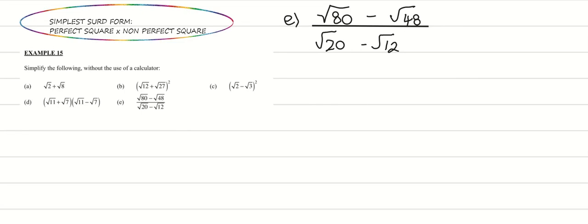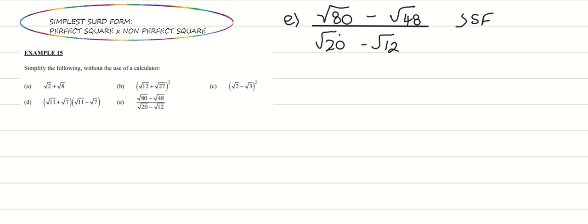Let's proceed to the final example, Example 15, and we have a fraction with a binomial on the top and on the bottom. First of all, we can see that we have some very big numbers here, so we need to write all four of these values in their simplest surd form.